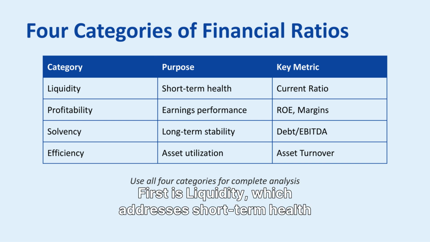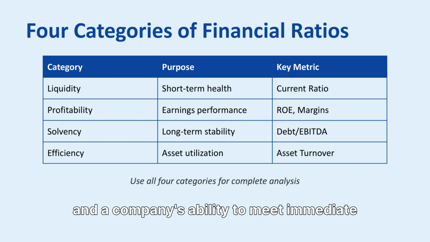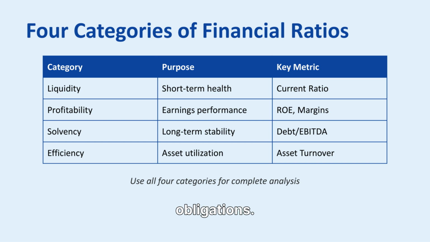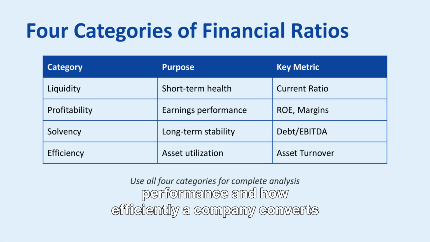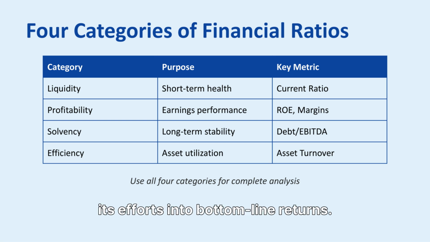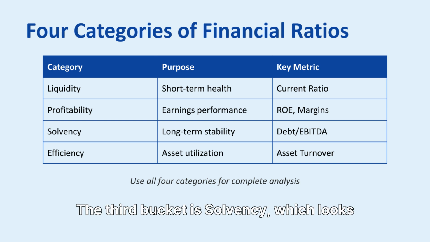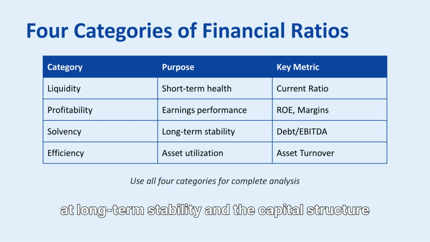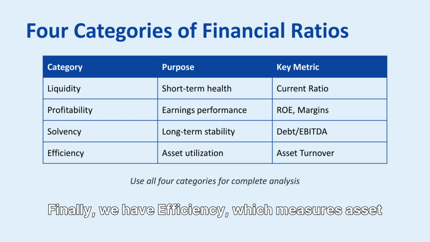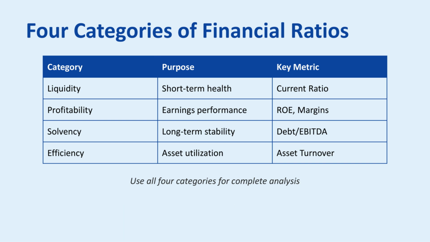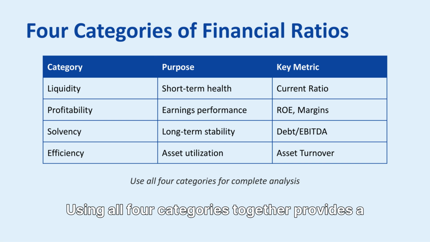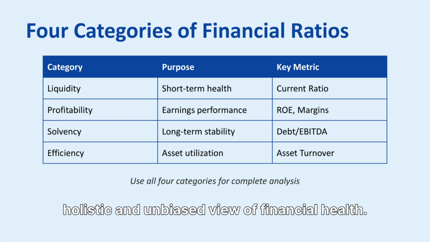First is liquidity, which addresses short-term health and a company's ability to meet immediate obligations. Second is profitability, which focuses on earnings performance and how efficiently a company converts its efforts into bottom-line returns. The third bucket is solvency, which looks at long-term stability and the capital structure of the business. Finally, we have efficiency, which measures asset utilization. How well is the company using what it owns to generate revenue? Using all 4 categories together provides a holistic and unbiased view of financial health.